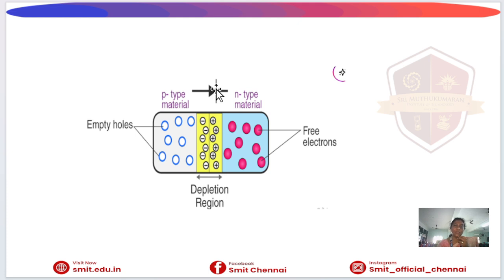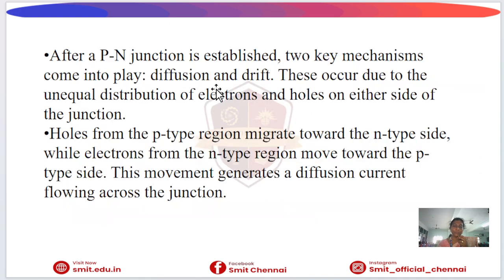Next is diffusion and drift. Charge carriers naturally move from regions of higher concentration to lower concentration. The electrons diffuse from N to P and the holes diffuse from P to N. This is called the diffusion current. Then the drift current: fixed ions remain at the junction, and these ions create an electric field. The electric field opposes further diffusion, so the charge carriers move in the opposite direction. This is called the drift current. At equilibrium, the diffusion current is equal to the drift current, so the net current is equal to zero.